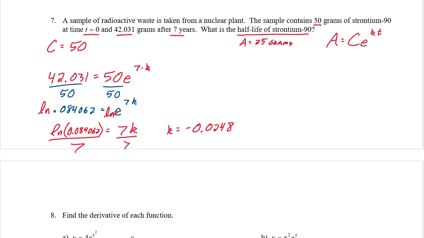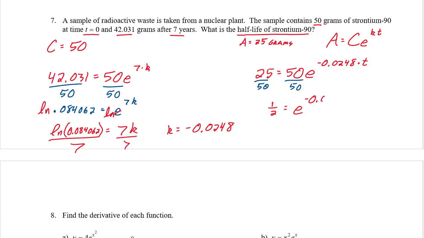So now I've got the ability to try and figure out how long it takes for it to turn into 25. So 25 is equal to 50 times e to this k value I just solved for, times t. So this is the unknown. I'm trying to figure out how long this is actually going to take. Dividing the 50 over turns this into a 1/2. So the fact that it even gave me an initial amount really didn't matter for this part.